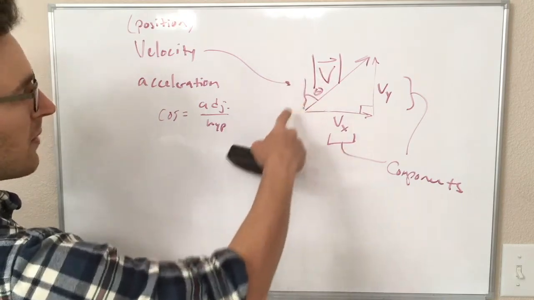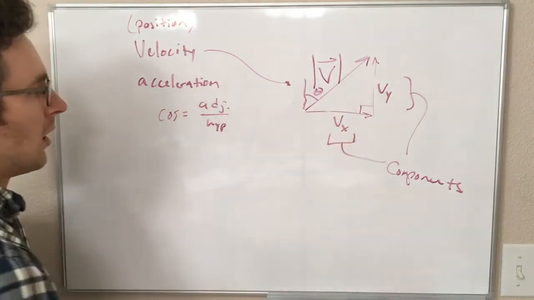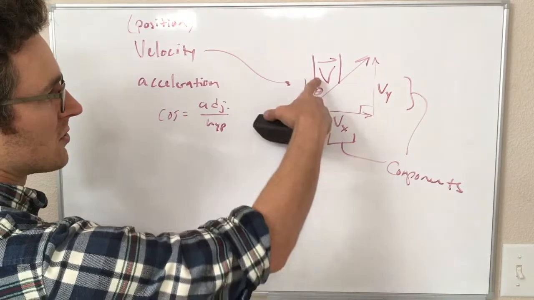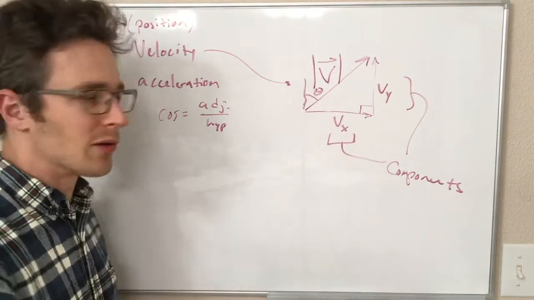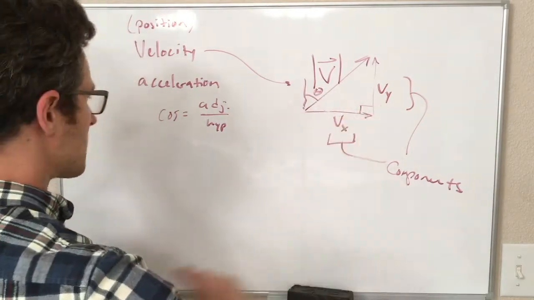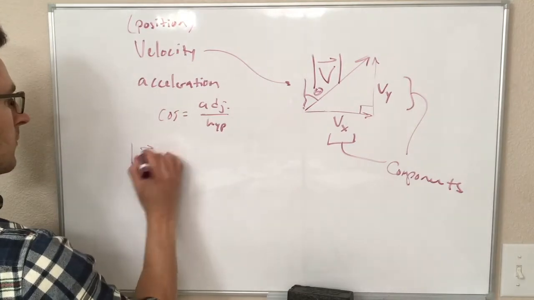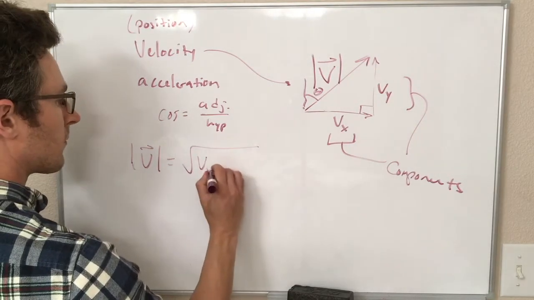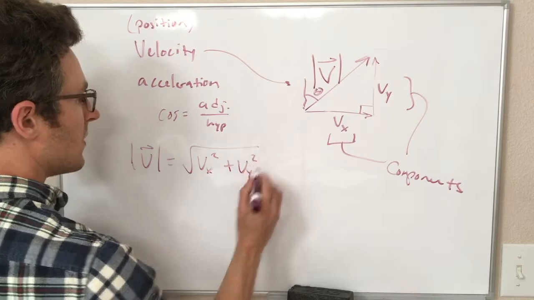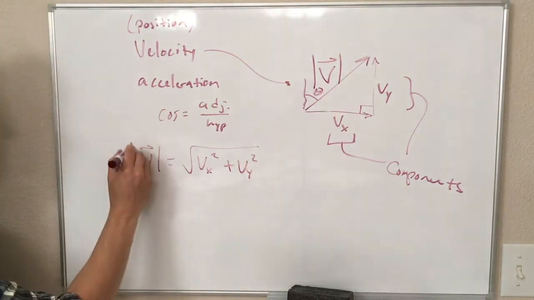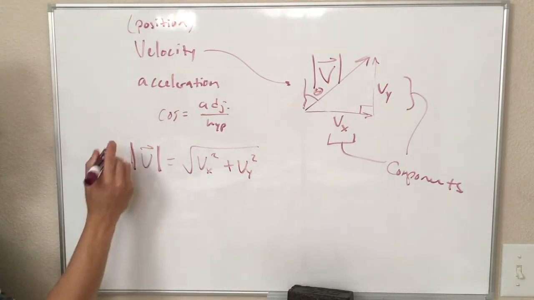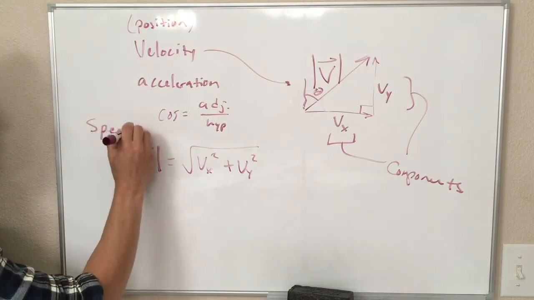Yeah, so that's how we get from the magnitude and angle to the components. We already said how we get from the components to the magnitude. That's just the Pythagorean theorem, right? The square root of Vx squared plus Vy squared. This is always true. And the magnitude of our velocity, this is called the speed.